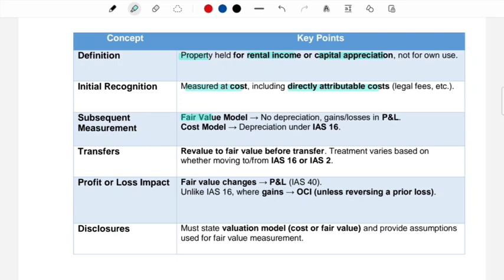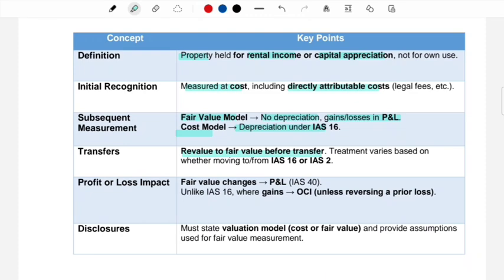Subsequent measurement, you can decide the fair value model in which you will charge no depreciation, and any gains or losses will go to the profit or loss because you will have to update the value of the asset at each reporting date. Okay. But if you decide the cost model, depreciate it normally under IAS 16. So it's same as what you will do under IAS 16. You have what we call transfers to different standards. So you must revalue to fair value before the transfer, and treatment will vary depending upon where the shift is happening and from which standard to what standard. And this has just been summarized in the table I have given you above.